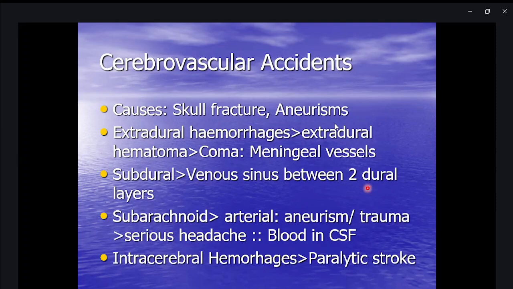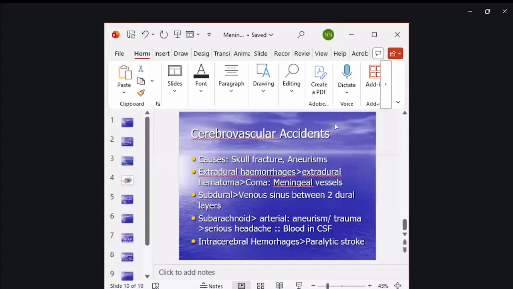Subarachnoid is mainly arterial blood, and that can also lead to bleeding, and you are able to see cerebrospinal fluid. And if you have bleeding within the cerebral cortex, then you can have paralytic stroke, because that can also affect the corticospinal tract, which is mainly for motion. So I've just introduced that of the meninges. I'd like you to look at that as an exercise.